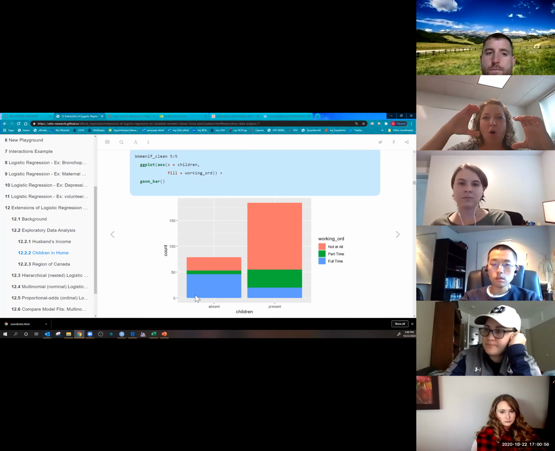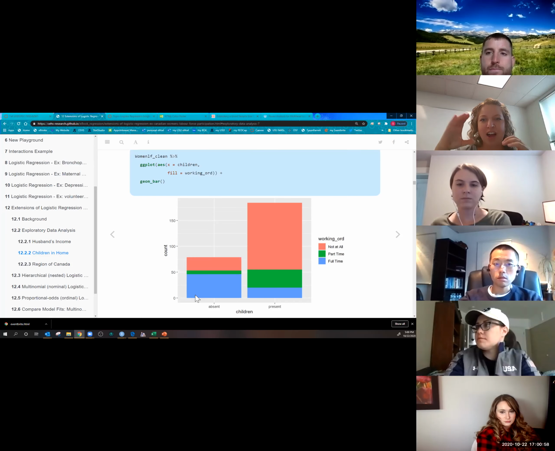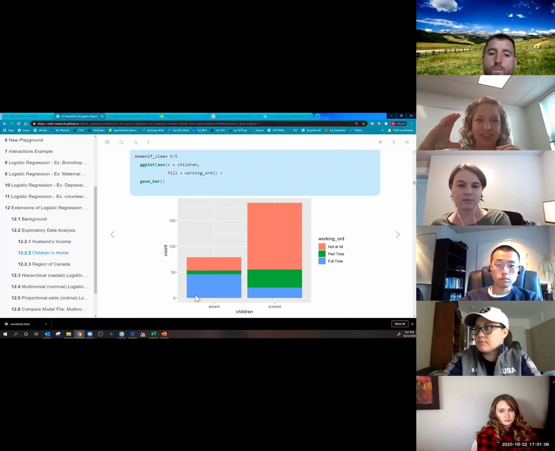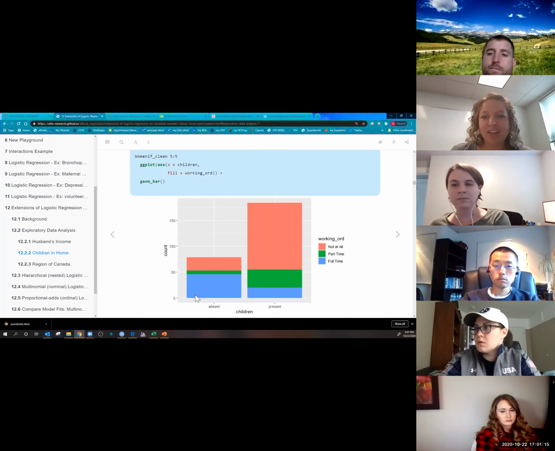Now, look at the total size of those bars. They're not the same. So what is that telling us? That the present bars stack up higher than the absent bars. In general, more people have kids. Yeah, more households in general have children than don't.